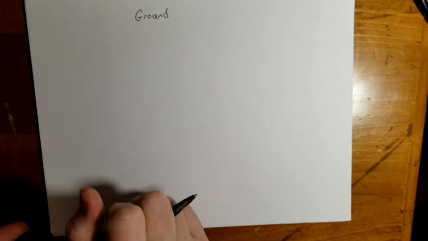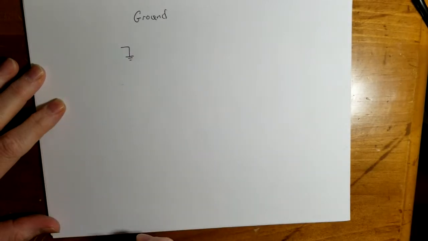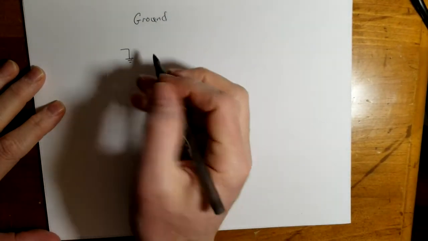Talk about what ground means. Now, the general symbol for a ground in a circuit diagram is something along those lines right there, where it sort of dead ends someplace.